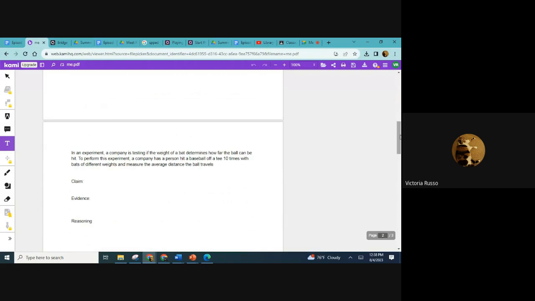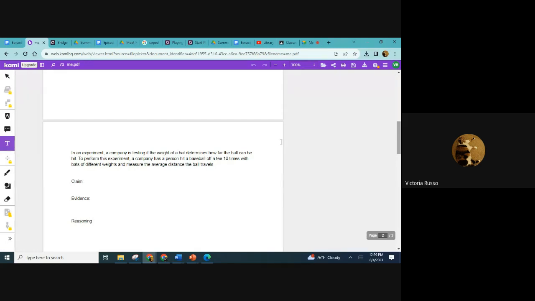So here we have an experiment. It says, in an experiment, a company is testing if the weight of a bat determines how far the ball can be hit. So if you've ever seen a baseball game, they swing bats to hit the ball, and they can measure how far the ball travels at baseball stadiums. To perform this experiment, a company has a person hit the ball off the tee 10 times with bats of different weights, and then they measure the average distance the ball travels.